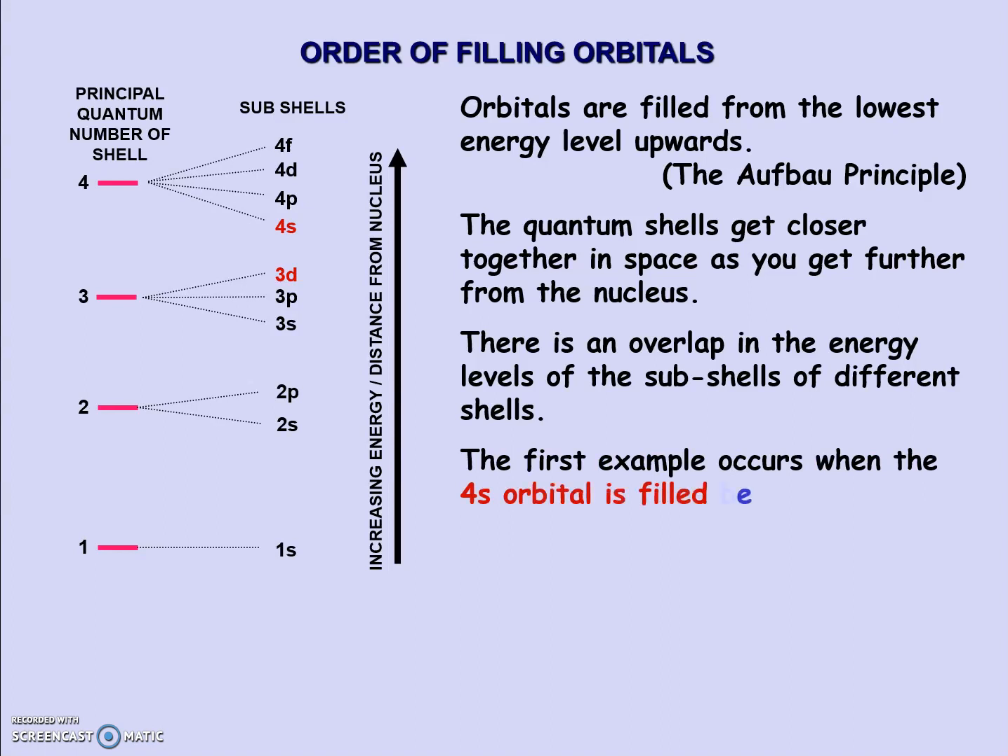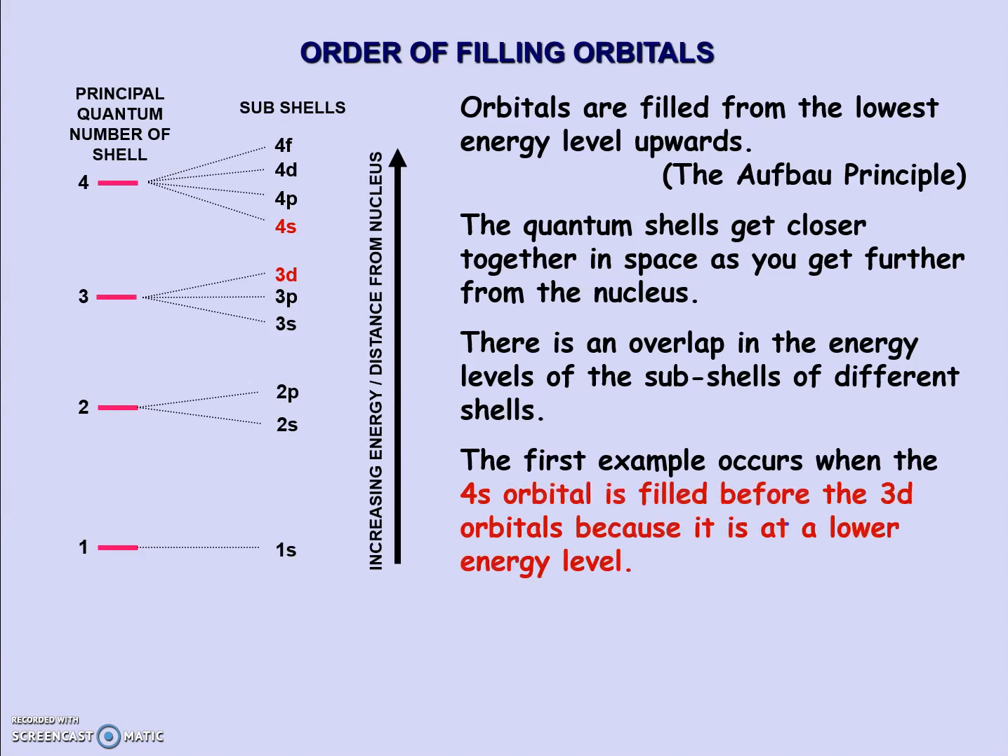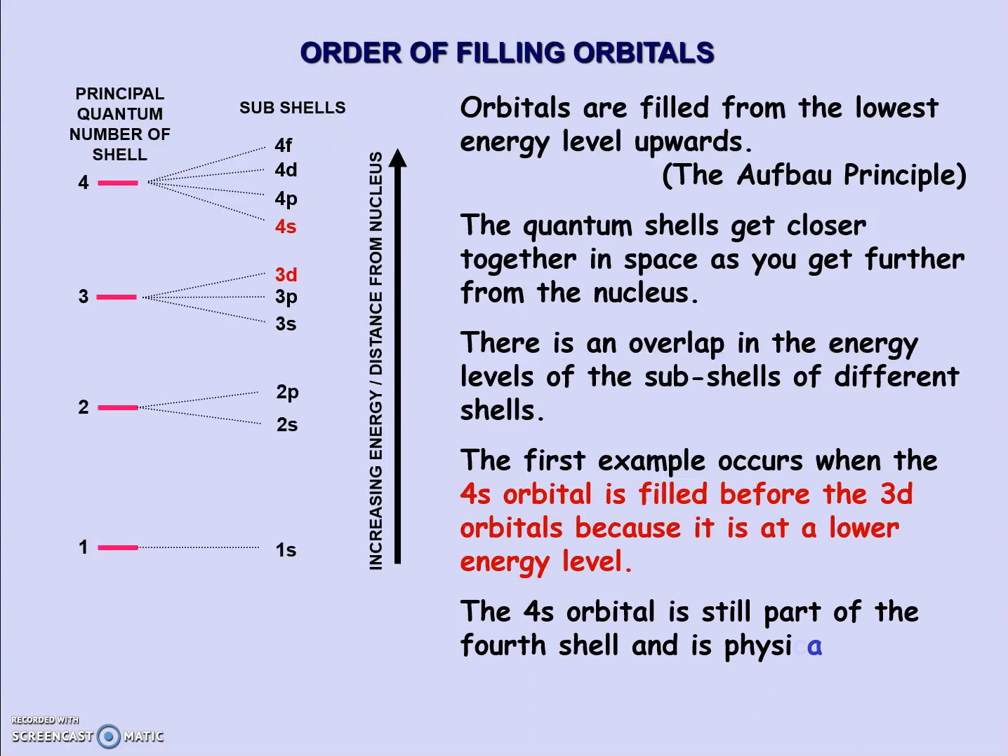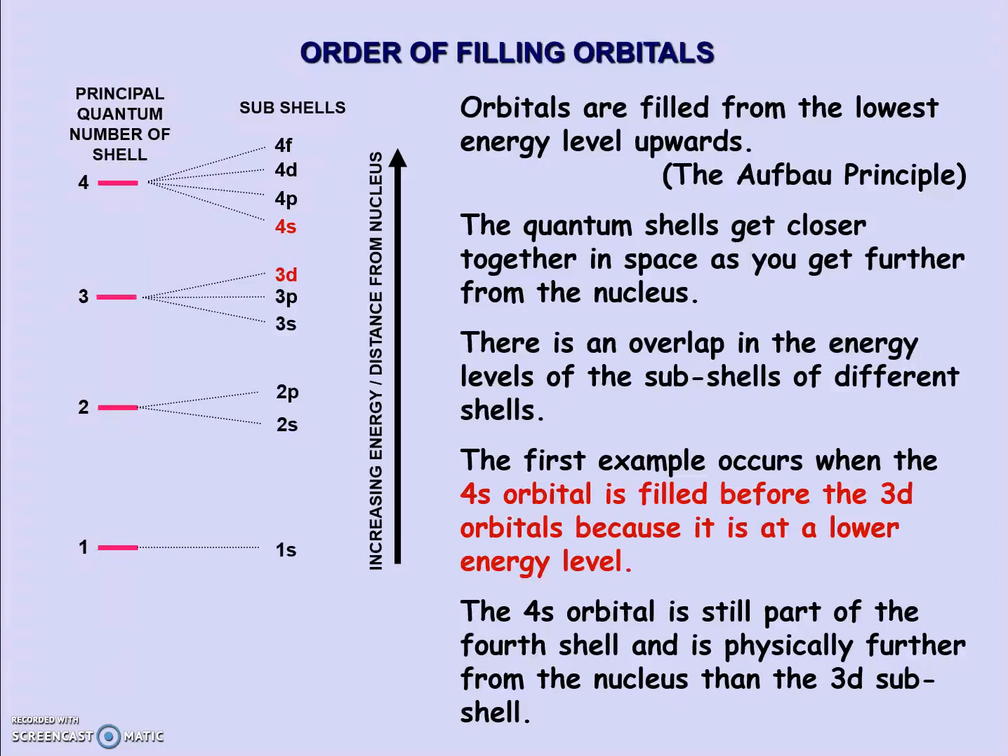Okay, so the first time this occurs, and this is the time that we need to know, is that in actual fact the 4s orbital is filled before the 3d orbital because it is at a lower energy. Okay, so the 4s orbital is still part of the 4th shell, and it's physically further away from the nucleus, but it's lower in energy, so that's why it's filled first.